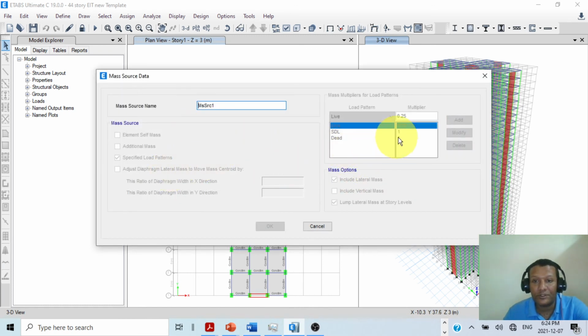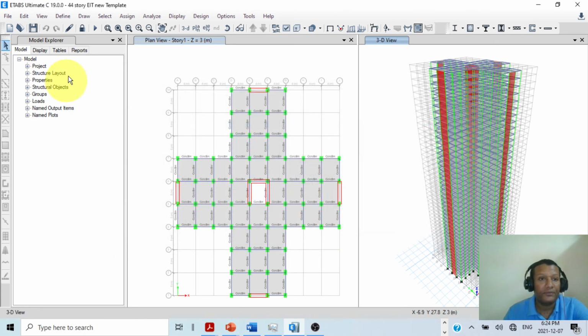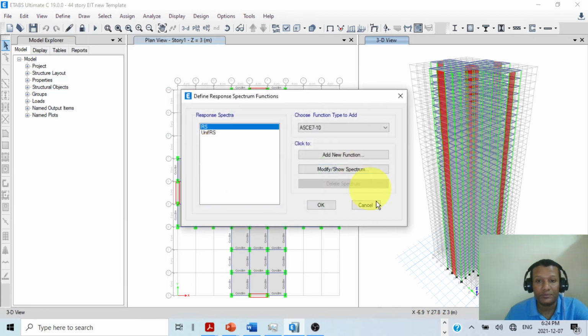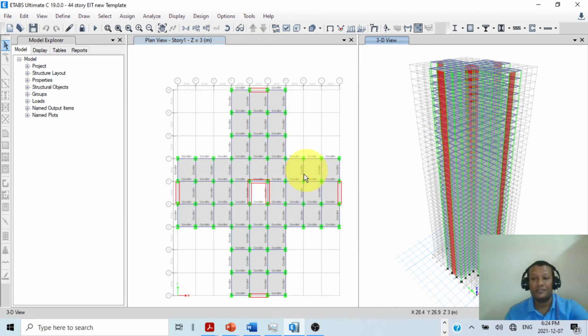We are going to take 25% of live load. SDL is 1, dead load is 1. This is the mass source we are going to consider, and in lateral, include lateral mass, and lump lateral mass at story level are checked. And the other thing which I will show you is only this basic one, response spectra, Ethiopian spectrum, and the result display response plots.